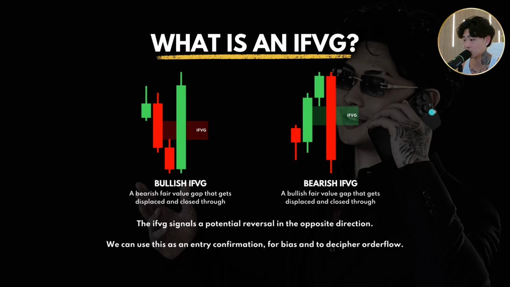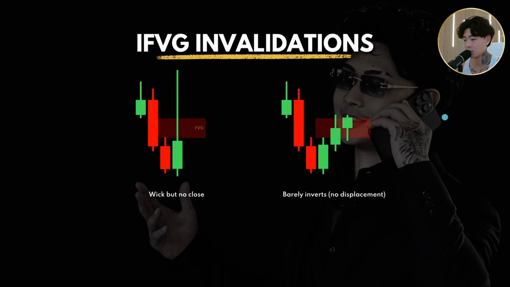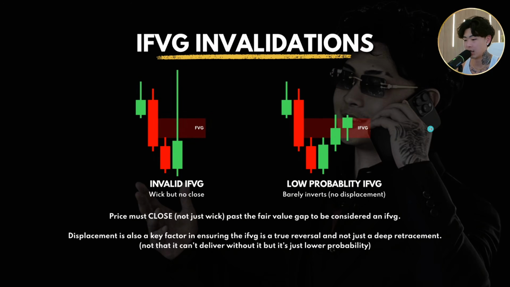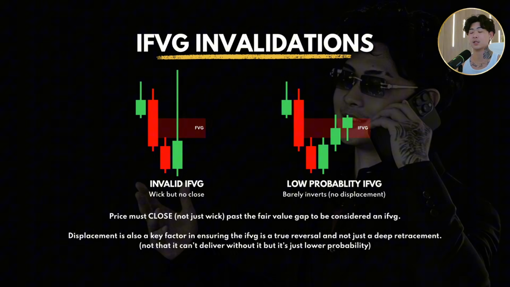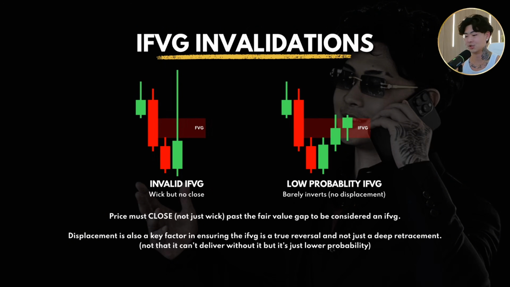See how good and strong the close is? That is what you are looking for on your IFVGs. So displacement is a key factor in ensuring that this is a true reversal, not just a deep retracement. It's not that it can't deliver without it, but it's just lower probability if you don't have a displacement.